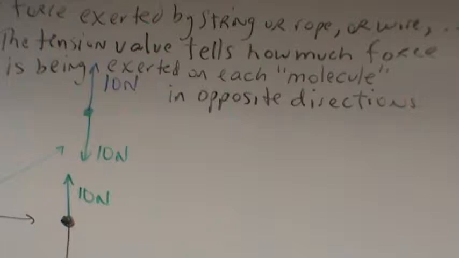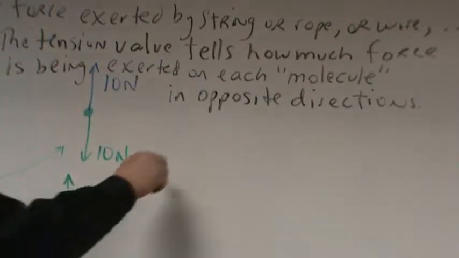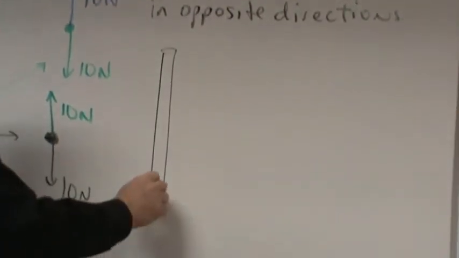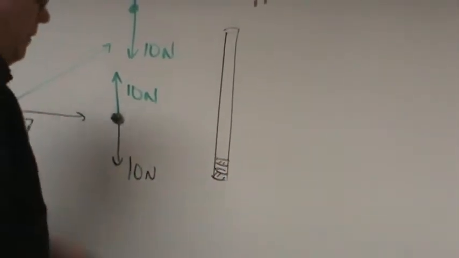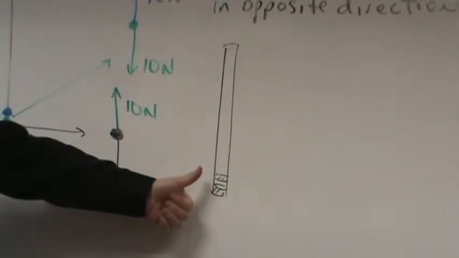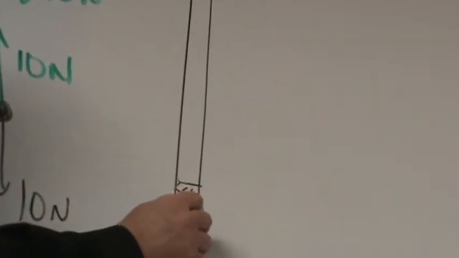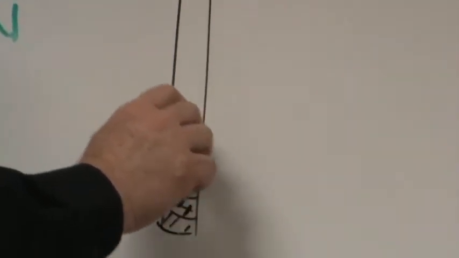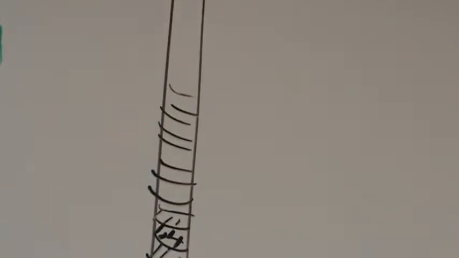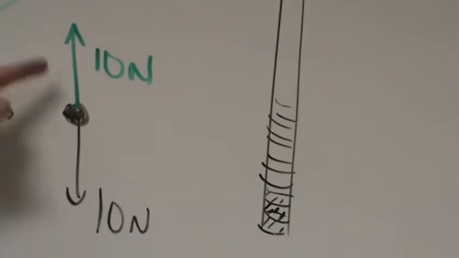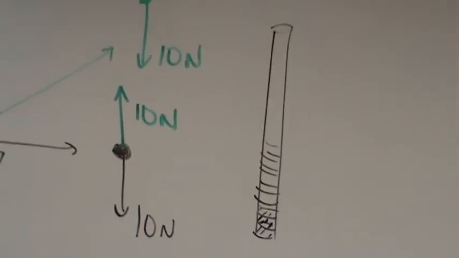Now I want to show you it doesn't have to be a molecule. If you look at a string and the string has some thickness, then you can think of it as each band of the string. This band is exerting a force up of 10 newtons, which means there's a force down of 10 newtons on it, which means the band above it is exerting 10 newtons of force, and so on. However you want to think of it, molecule by molecule, band by band, clump by clump, whatever, each one of those guys is feeling 10 newtons up and 10 newtons down if it's under 10 newtons of tension.